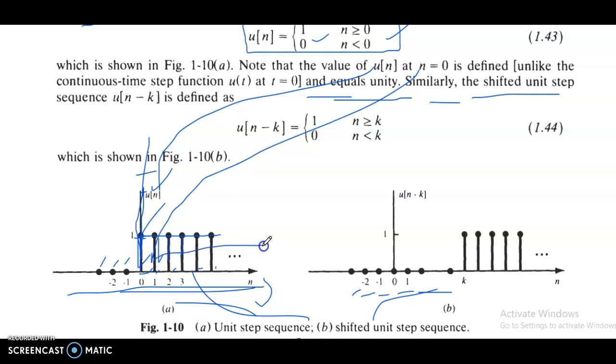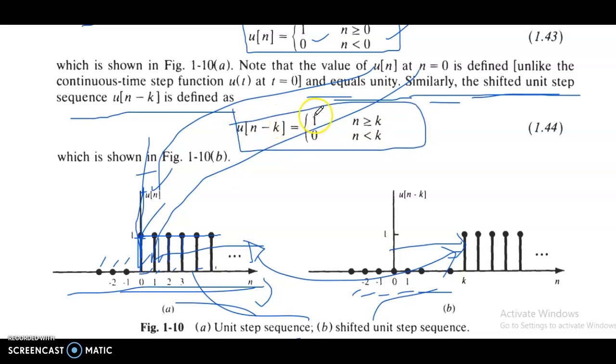Shifted, this much up to k, that one showing here. So similarly, the shifted unit step sequence u of n minus k is defined as u of n minus k equal to 1 when n is greater than or equal to k. Here only u of n minus k equals 1, from here, when n is greater than or equal to k.